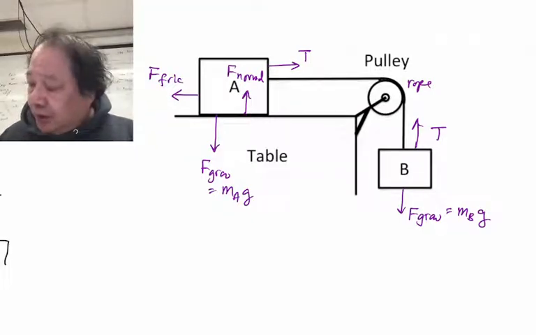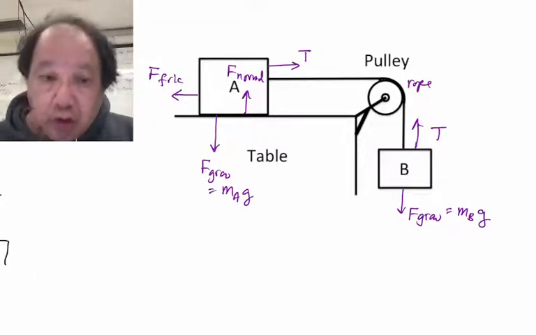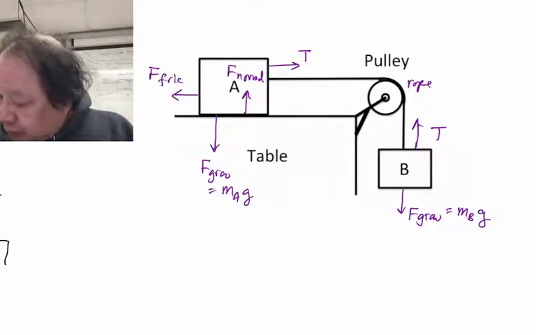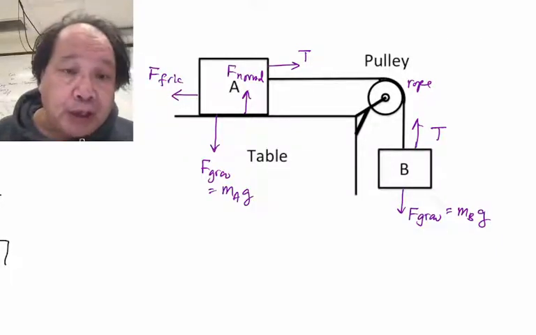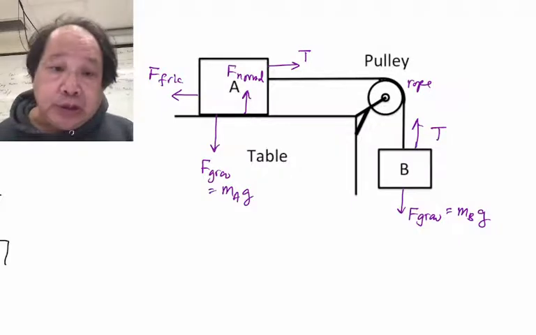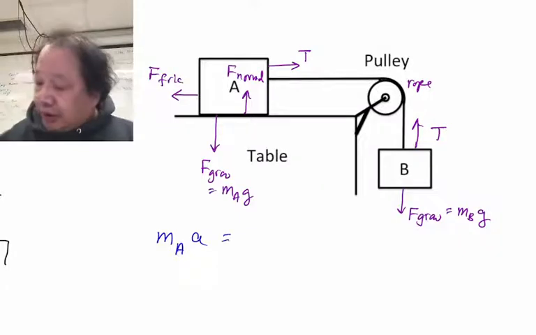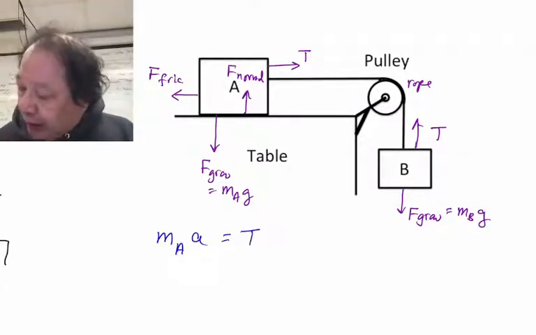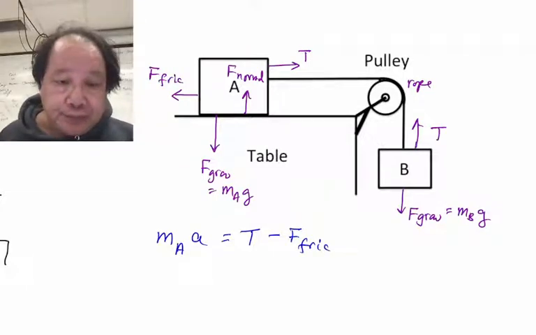Okay, so we can now use Newton's second law to write two equations. For the gravity force and the normal force on block A, the gravity force is down, the normal force is up, they cancel. So we only need to look at the tension and the friction. The mass A times its acceleration, it's accelerating in the direction of T, and the frictional force is in the opposite direction, and the other two forces cancel.